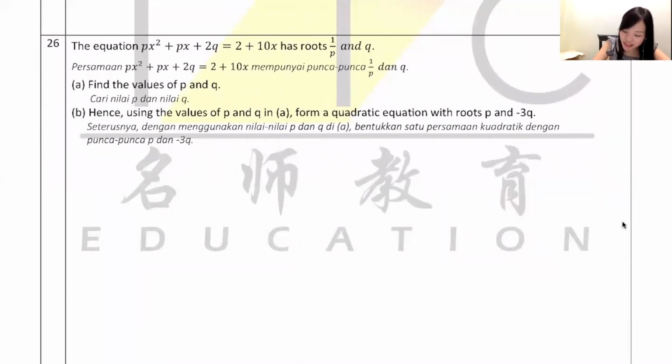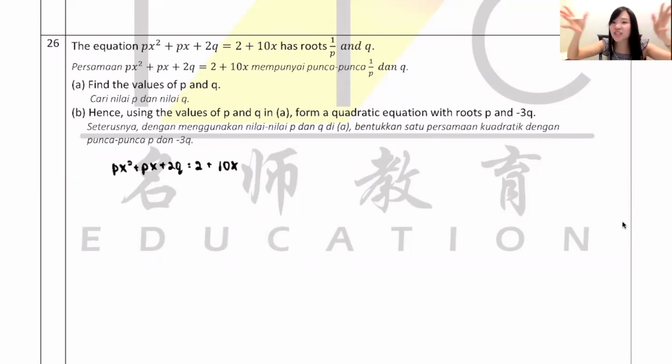So guys, question 26. They say, px squared plus px plus 2q equals 2 plus 10x, has roots 1 over p and q. Guys, I finished writing. Can anyone tell me what keyword shines there? Very good, Alfred. Root. Guys, isn't it at the start I told you this word? Can anyone remember what root represents?